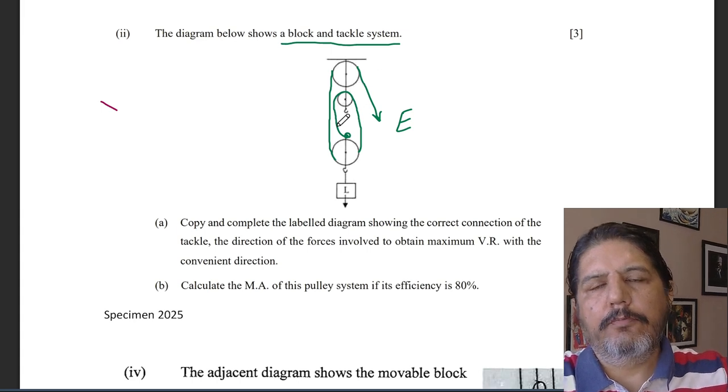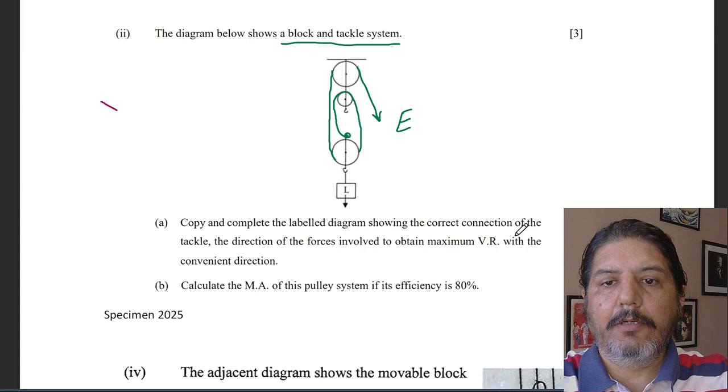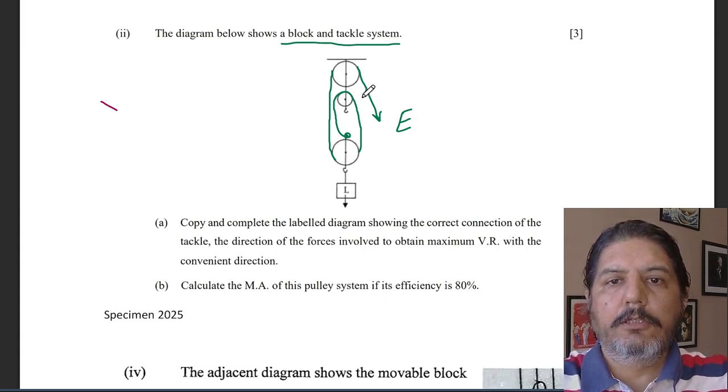Of course we have to draw the tensions also. So complete the diagram showing the connection of the tackle and the direction of forces. So there would be a tension here. There would be a tension here. There would be a tension here, and there would be a tension here. So these are the T.